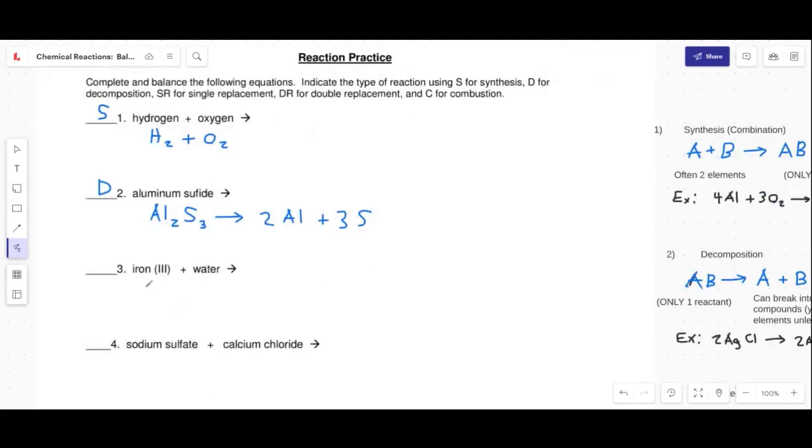Now, here's an interesting one. It says iron 3, which means not that it has a charge right now, but when it reacts, it will have a charge. And it reacts with water, H2O. This is a little bit confusing because it's not necessarily something you'd expect. Now, what type of reaction would this be? I have an element iron and I have a compound water. What would this give you?